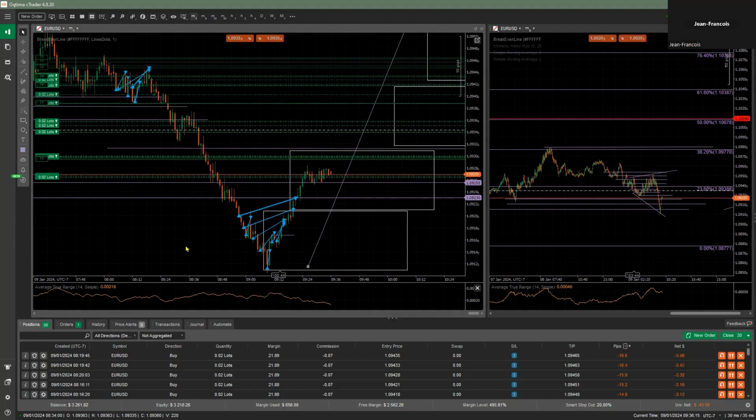So another 20 minutes and I'll have to let you guys go. We're still looking for that move above the white line. Time will tell if we go there or if we don't.